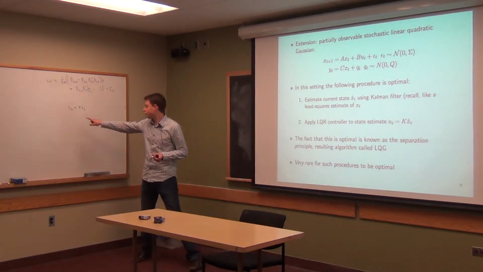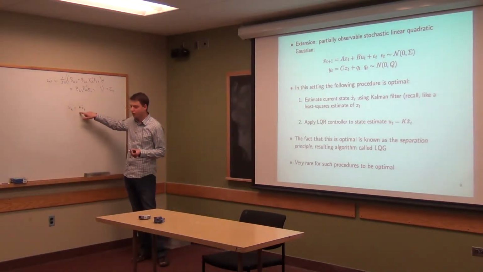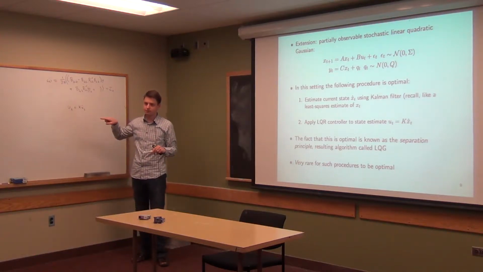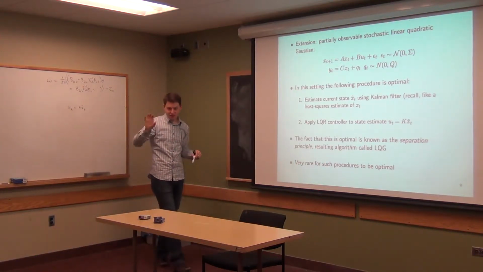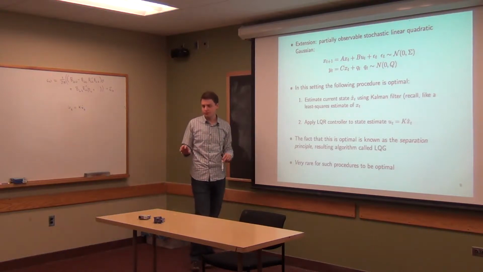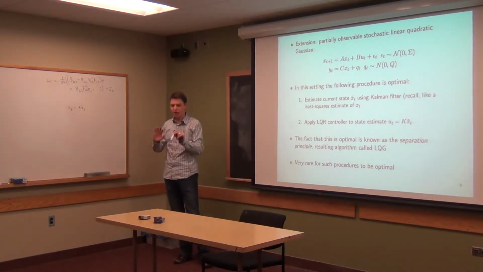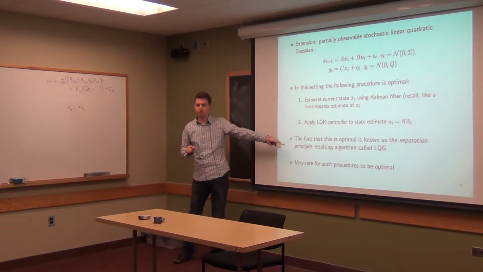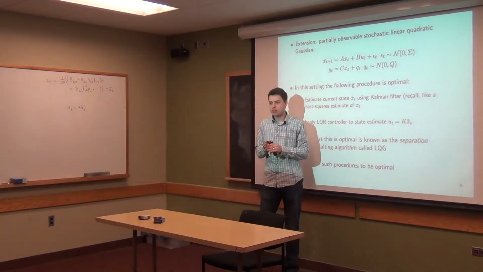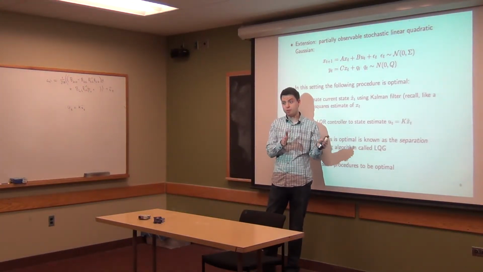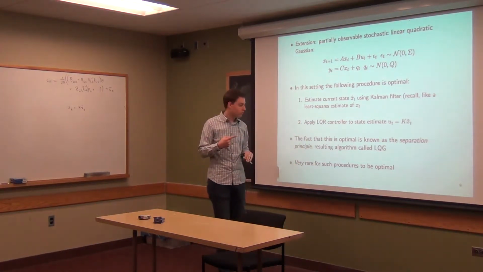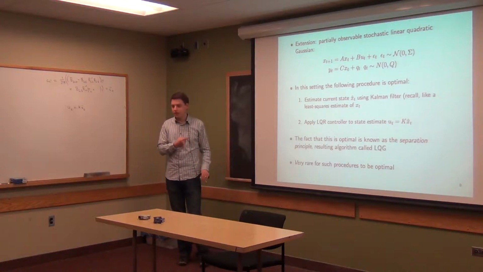Then you take your control actions using LQR, which knows nothing about stochasticity of any kind. You take that control action just using your estimate of the state. And that actually ends up being the best thing you can do, out of every possible strategy. That is the optimal one. This is known as the separation principle, because there's a separation between the estimation portion of the system and the control portion.